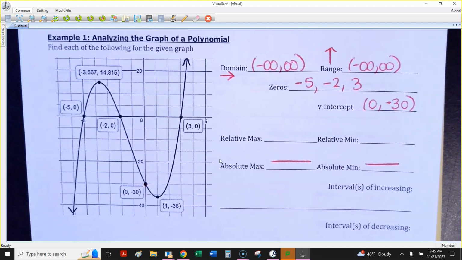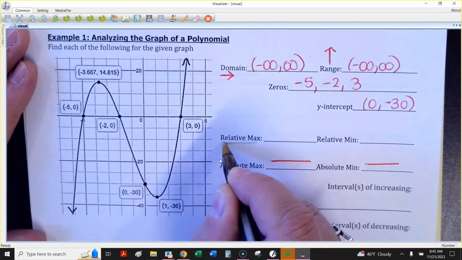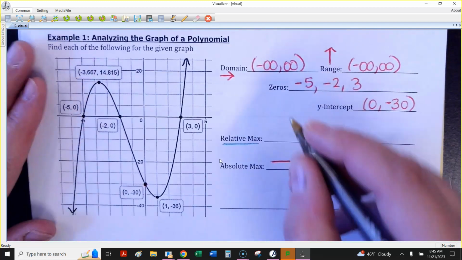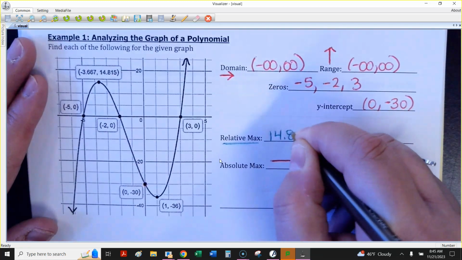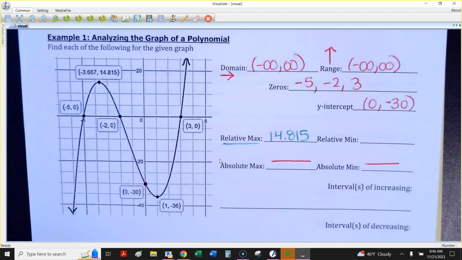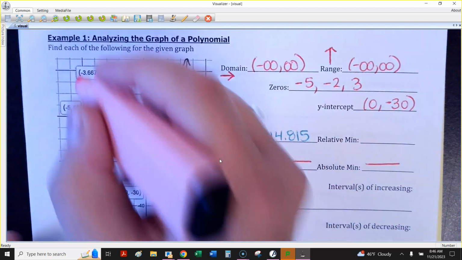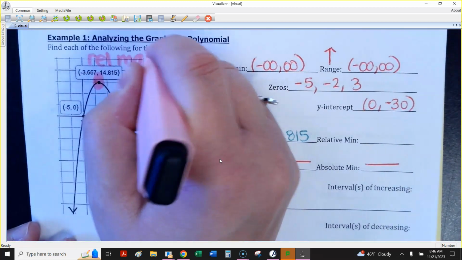Now, for the relative max or min, you have to tell me the y value, and I'll show you how to write this. Does anybody know the y value of the point where the relative maximum would be? What would the y-coordinate be? What do you think? All right, that's 14.815. Now, I just want the y-coordinate there. So this point, relative maximum right there. Let's jot that down. That's my relative maximum.